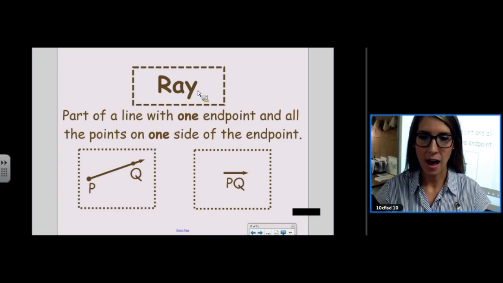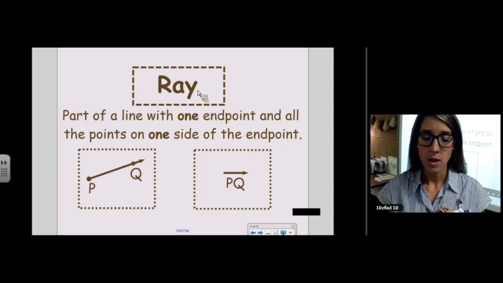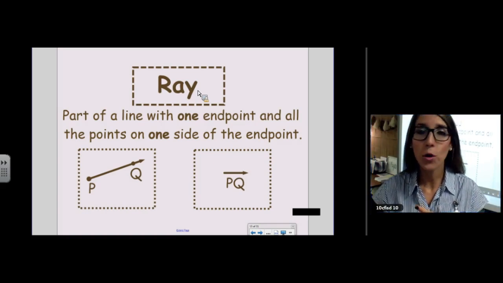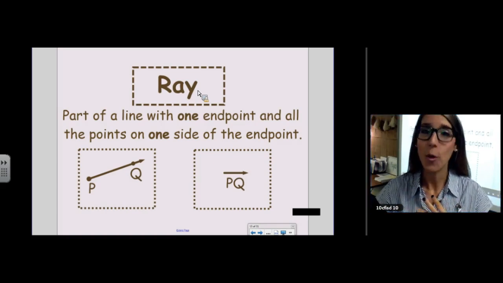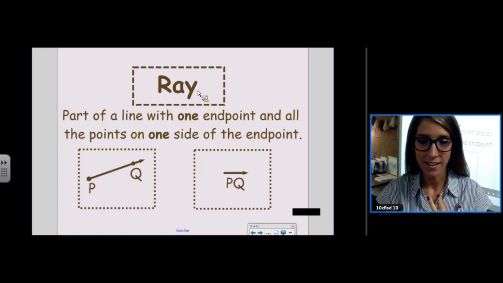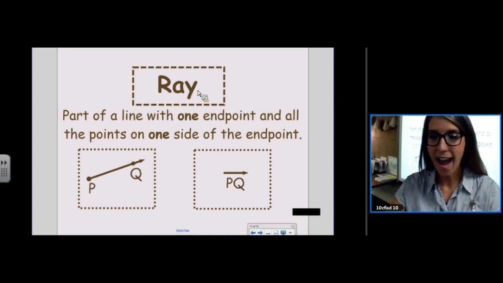So let's talk about when you name a segment, the order of the letters doesn't matter. When you name a line, the order of the letters doesn't matter. When you name a plane, the order of the letters doesn't matter. When you name a ray, the order matters. Very good.